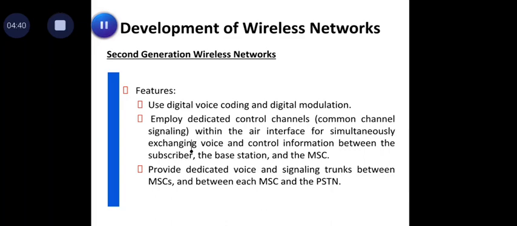In addition to that, the second generation wireless networks use digital voice coding and digital modulation. It employs dedicated control channels within the air interface for simultaneously exchanging voice and control information between the subscriber, the base station and MSC. It also provides dedicated voice and signaling trunks between MSCs and between each MSC and the PSTN.